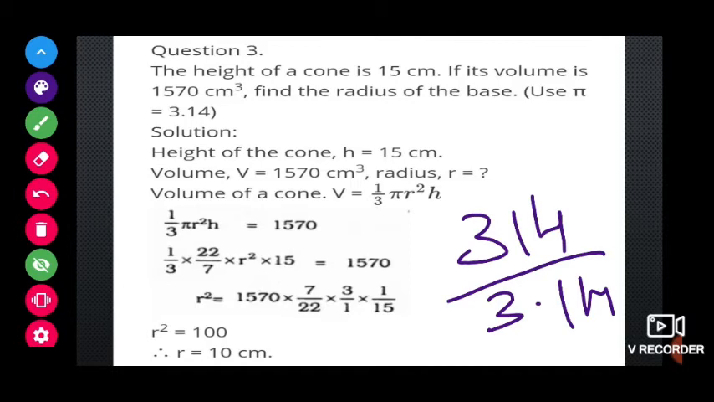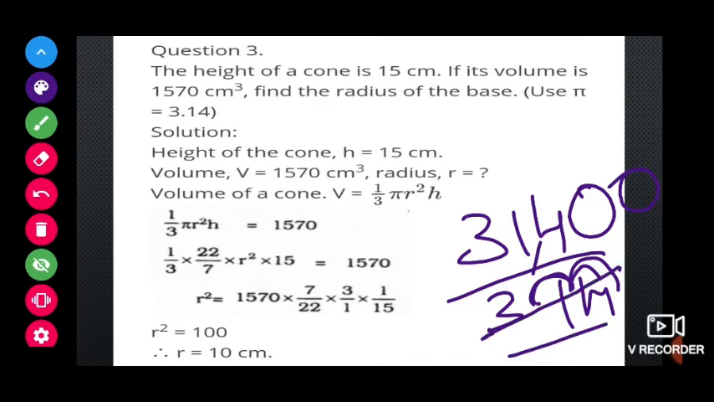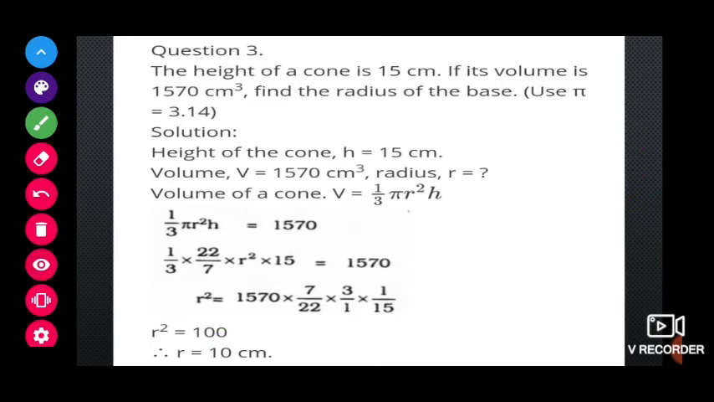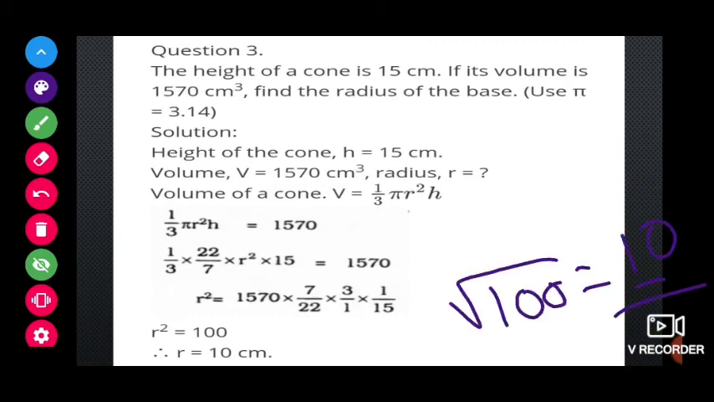Okay, now if I substitute, here I have two decimal places. So to move these decimal places, I'll place 2 zeros. So we will get 31,400 by 314. 314 ones, 314 hundreds. So r square is equal to 100. Now we will get r is equal to root of 100, that is 10. r is equal to 10 centimeter.